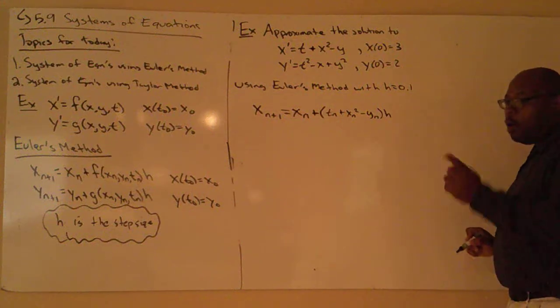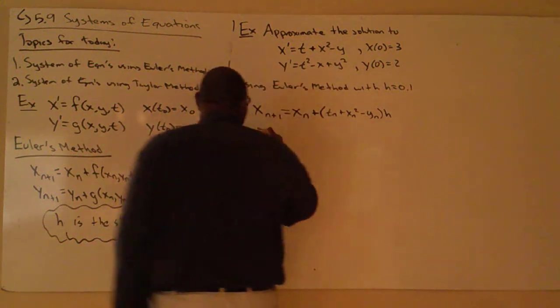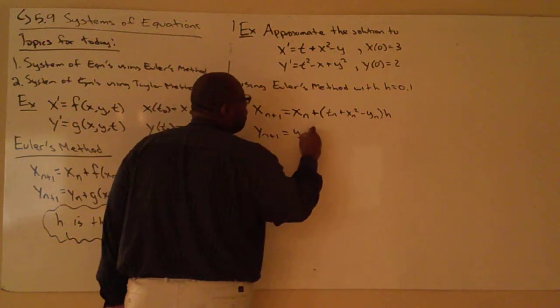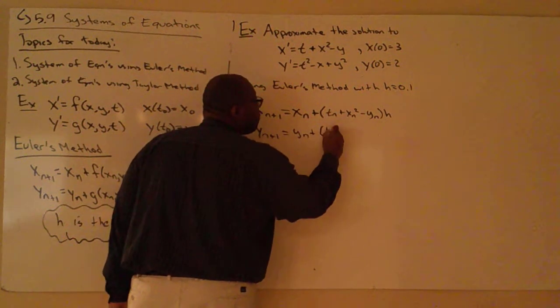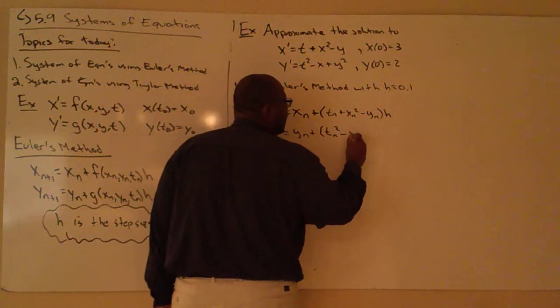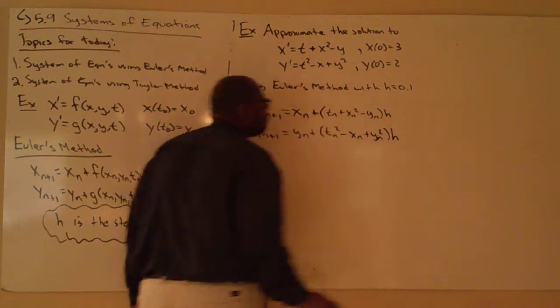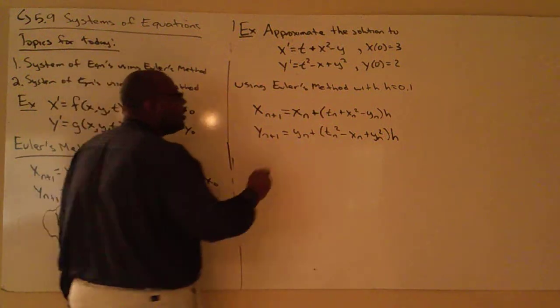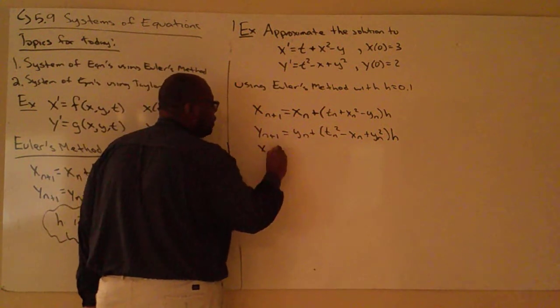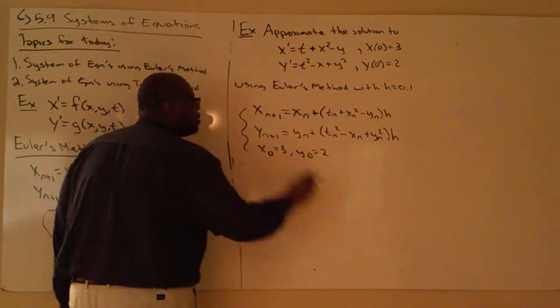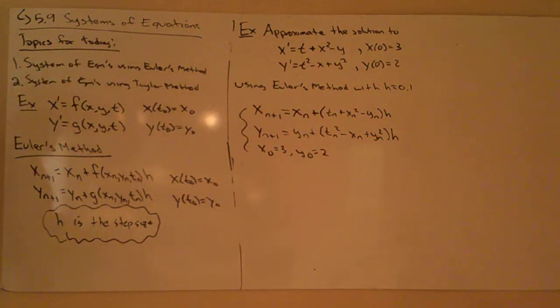y sub n plus 1 is equal to y sub n plus t sub n squared minus x sub n plus y sub n squared, times h, where my initial conditions are x sub 0 is equal to 3 and y sub 0 is equal to 2. So this is my approximation to the system of equations using Euler's method.